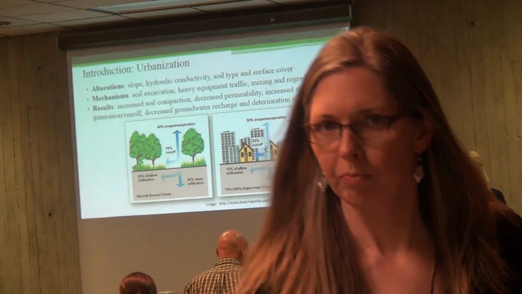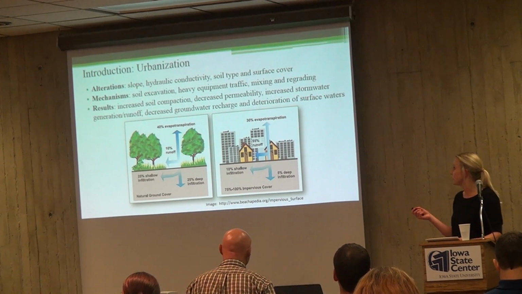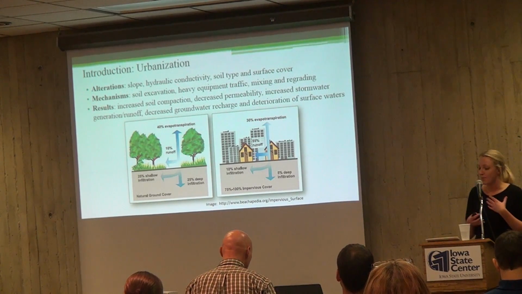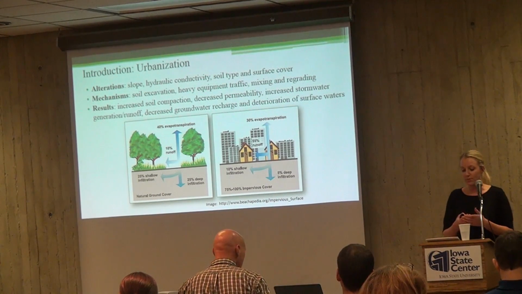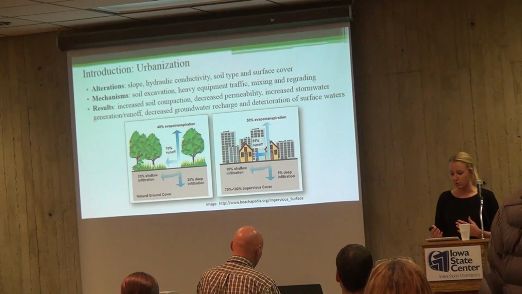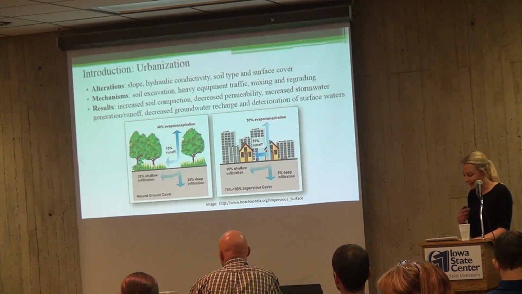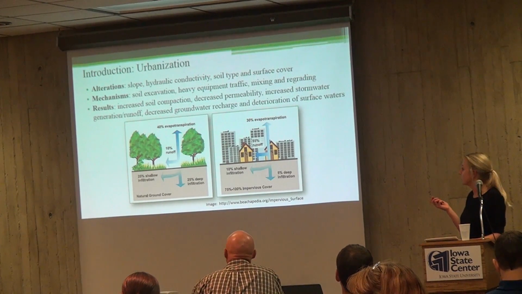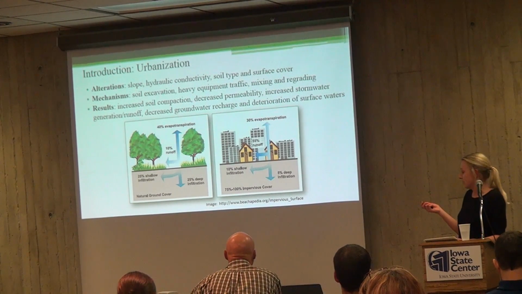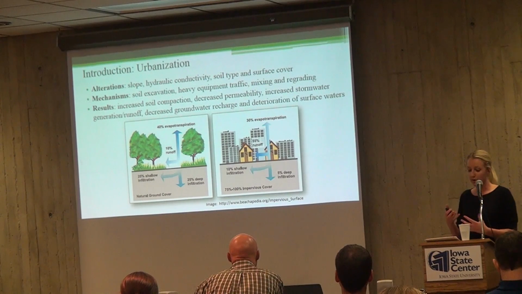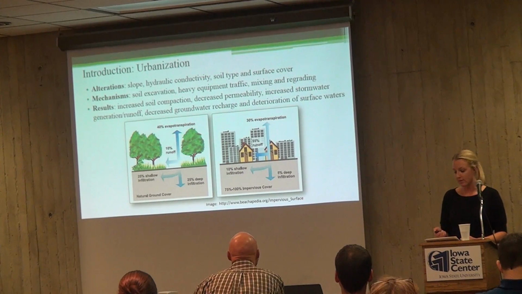Human land use alterations associated with urbanization modify the hydrological systems. We see that attributes such as slope, hydraulic conductivity, soil type, and surface cover are affected by certain actions such as soil excavation, traffic of heavy equipment, mixing and irrigating, and other physical structural changes that are identified with the development of infrastructure. This graphic here demonstrates the transition of a landscape from its natural ground cover to urban density and urbanization and decreased permeability, which as a result creates increased runoff volumes, decreased groundwater recharge, and the deterioration of surface water bodies.